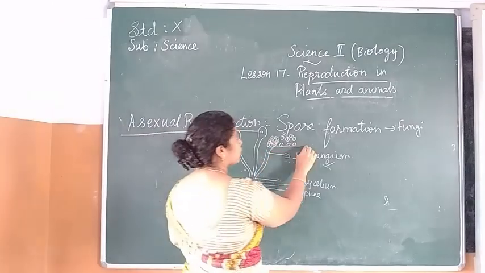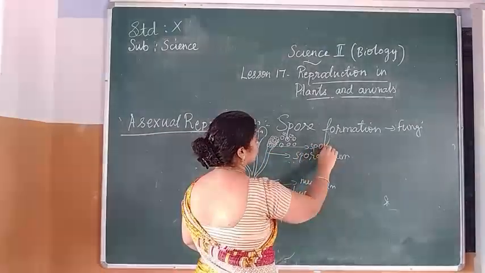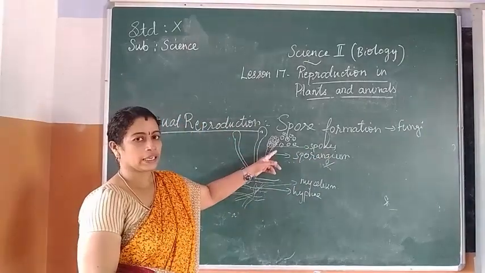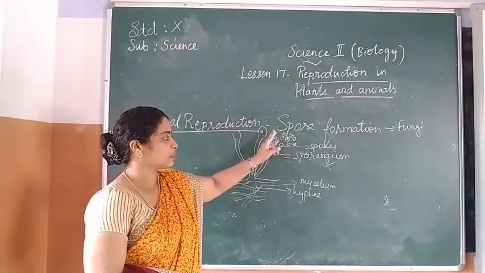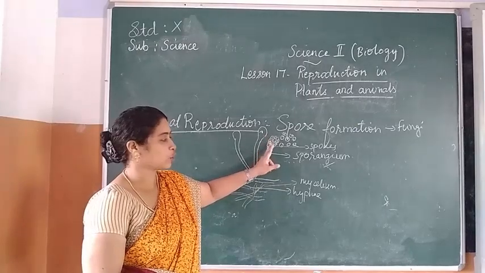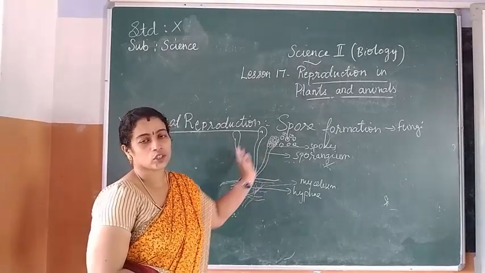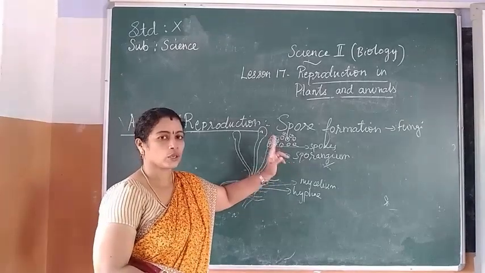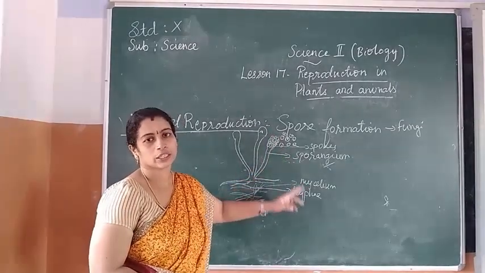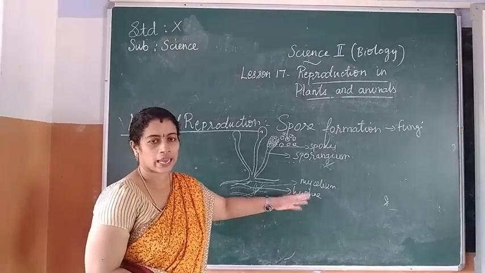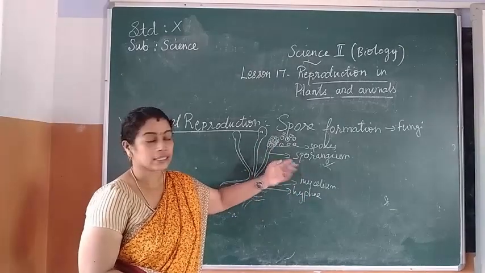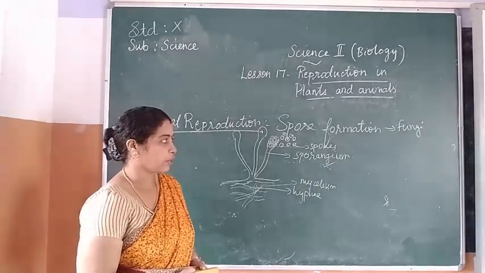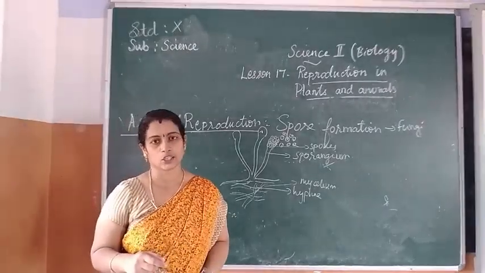And when the condition is favorable, what happens? The sporangium wall breaks and it releases the spores into the atmosphere. When the spores fall on a suitable substratum or soil or land, they will grow into a new organism. This is known as spore formation in fungi. So this is about asexual reproduction.